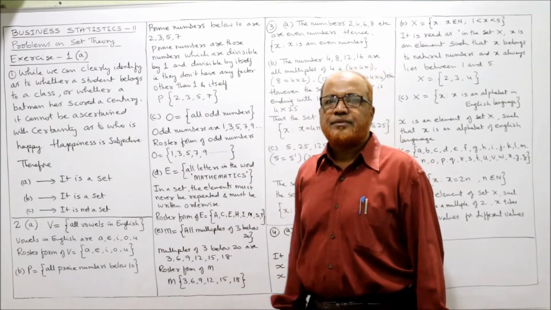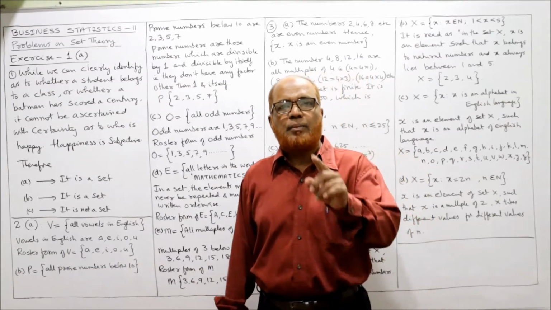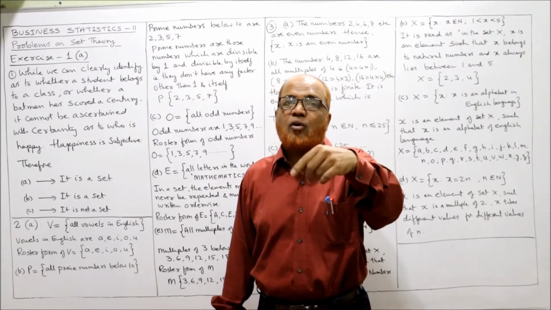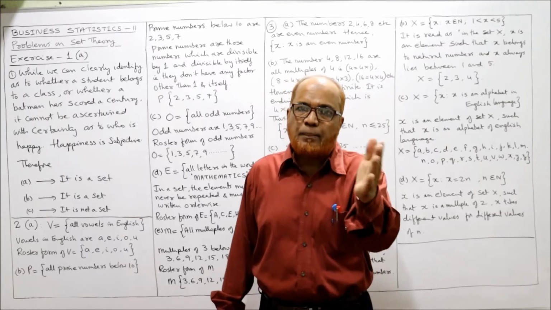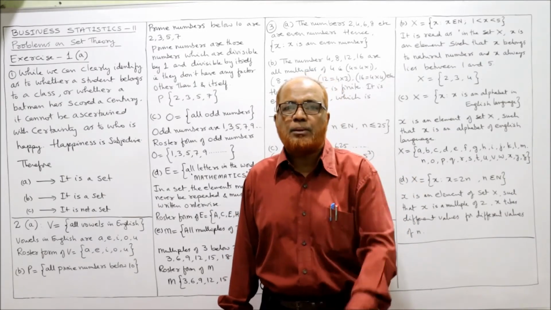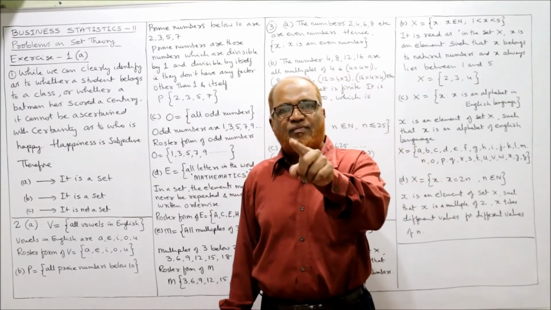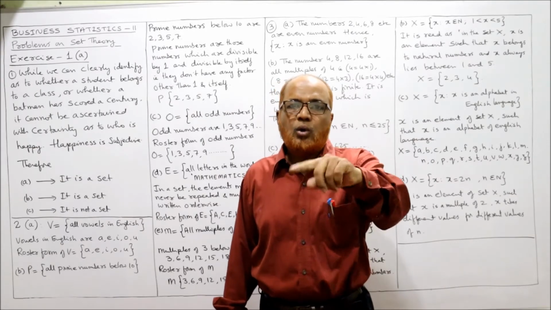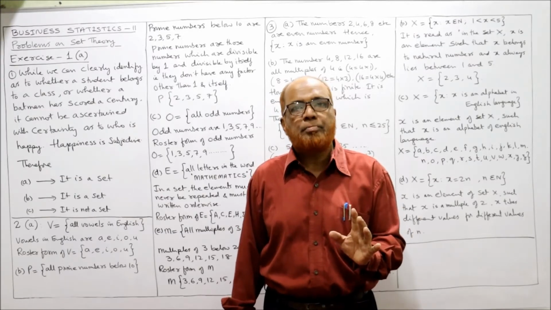Similarly, 5. First, 4 is not a prime number. Why? Because 4 is divisible by 1, 4 is divisible by 4, and 4 is also divisible by 2. Apart from itself and 1, it is also divisible by 2. So 4 is not a prime number. Then 5. 5 is a prime number because 5 is divisible by 1 and 5 is divisible by 5. No other number divides 5. So 5 is a prime number.